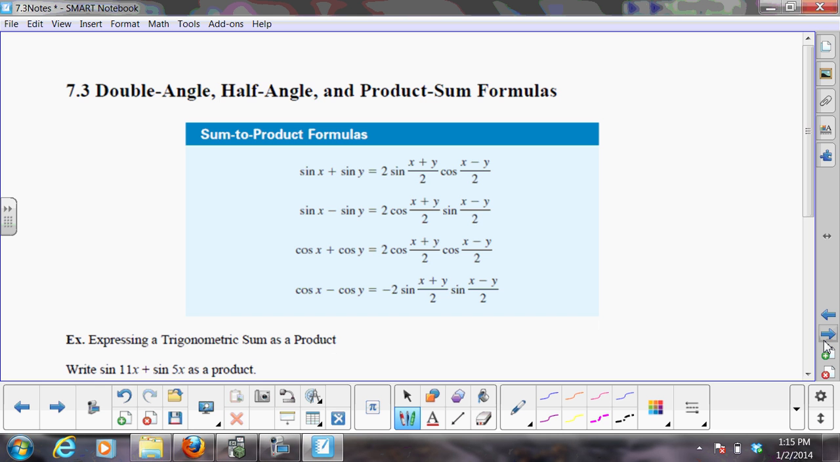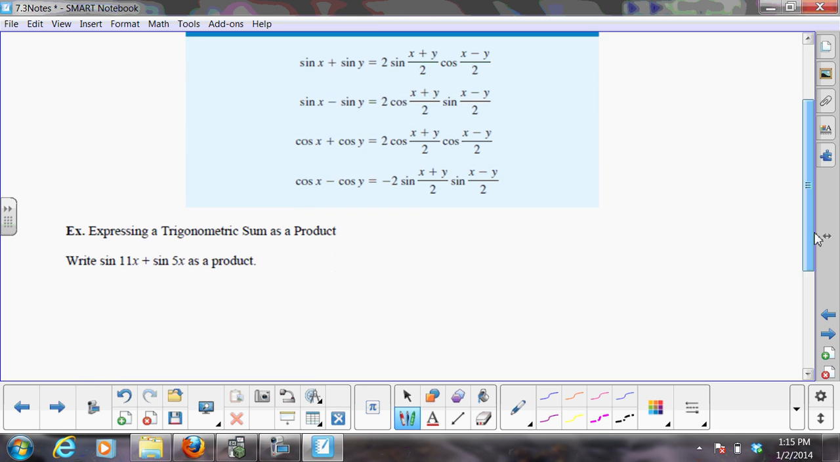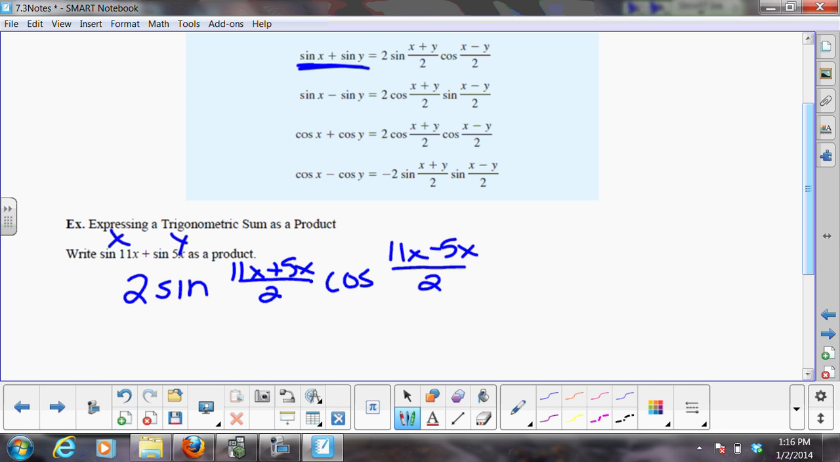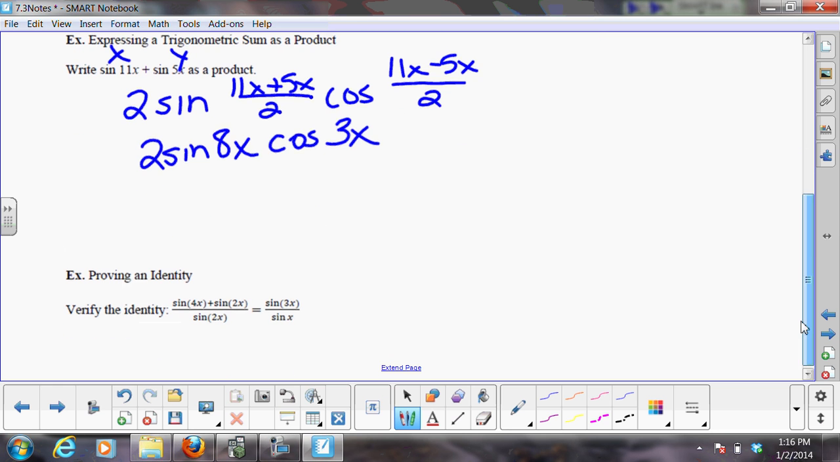Going the other way, sum to product, sine plus sine is up here. So this is our x, that's our y. So 2 sine 11x plus 5x all over 2, and cosine 11x minus 5x all over 2. 11x plus 5x is 16x divided by 2 is 8x, so 2 sine 8x. 11x minus 5x is 6x, not 4x. 6 divided by 2 is 3, so 3x.